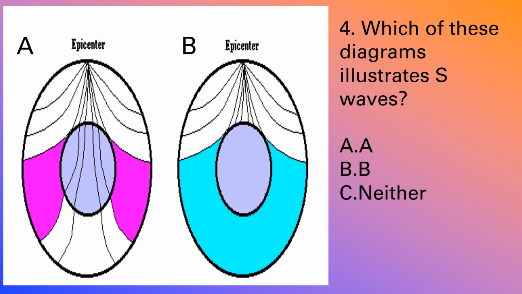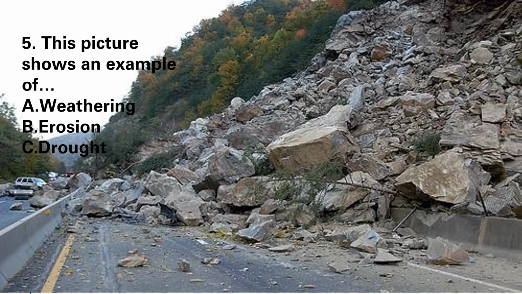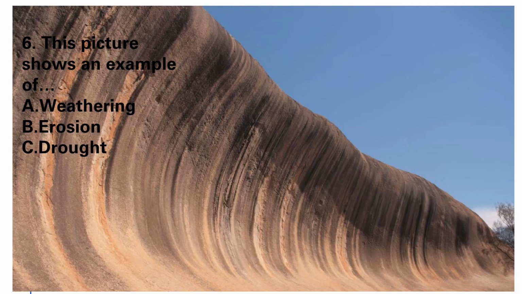Number 5, this picture shows an example of A, weathering, B, erosion, or C, drought. Number 6, this picture shows an example of A, weathering, B, erosion, or C, drought.